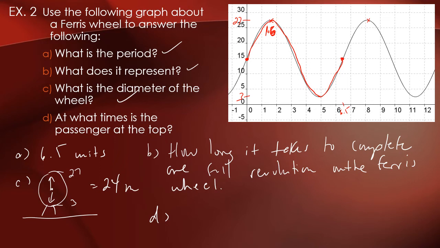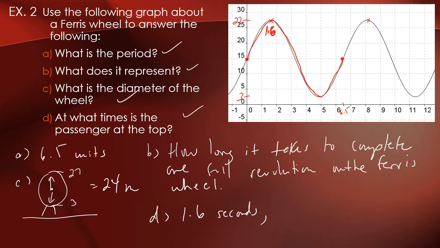So when are you at the top? You're going to be at the top after 1.6 seconds, or units. I'll just say seconds to make it easy. And then all you have to do to get the rest of your points is add your period, right? If it's periodic, it means it repeats. So every value will repeat that exact same distance. So we've already come up with our period at 6.5. So every 6.5, it will repeat.